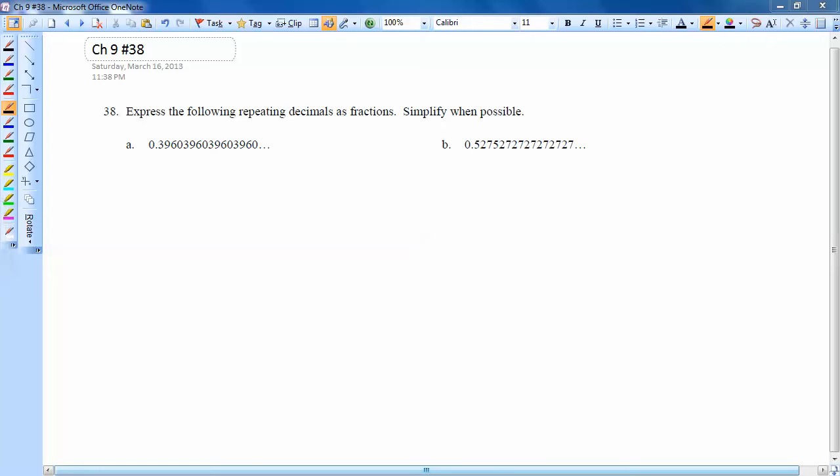Okay, so let's take a look at the repeating decimal problem. So part A, the repeating part is 0.3960. So we got 4 chunks here, and then it keeps going. Now the first chunk right here, I can write that.